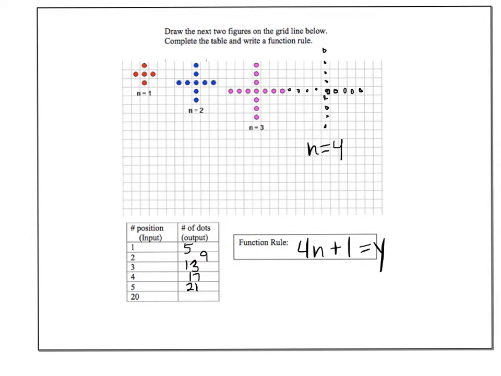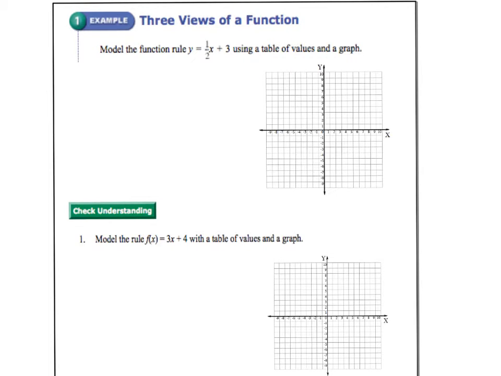Let's look at writing function rules with tables. In the first example here, and I think we'll just do that one, it asks us to model this function rule, y equals 1/2 x plus 3, using a table of values and a graph. So now we're working backwards, where we're given the rule and we're going to make a table from it, and then a graph will come out. When they do not give you domain values for x, you just pick whatever you want. So I'll pick a -2, I'll pick a 0, I'll pick a 1, and we'll pick one more, maybe like a 2. So you take those domain values and you substitute them in your function rule.